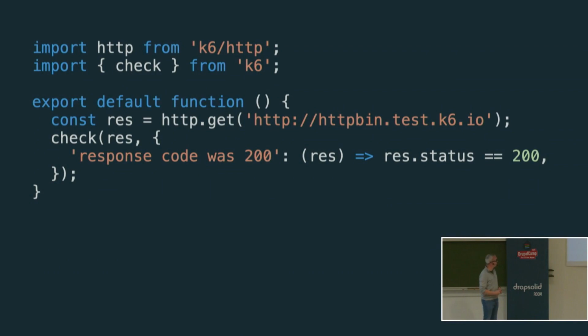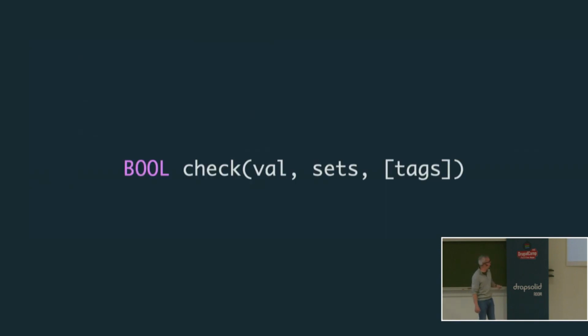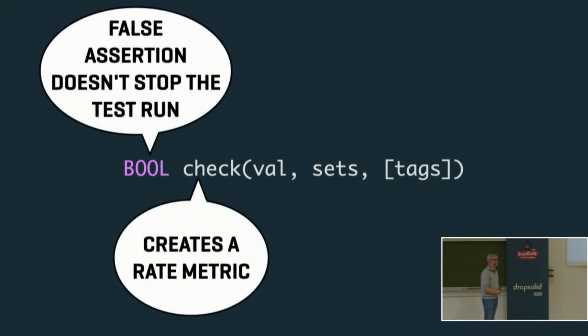You do an HTTP GET, and we expect the response status code to be 200. You have a name for it and an assertion, and this, that, and the other. This is the API of doing it. Val, sets, and tags.